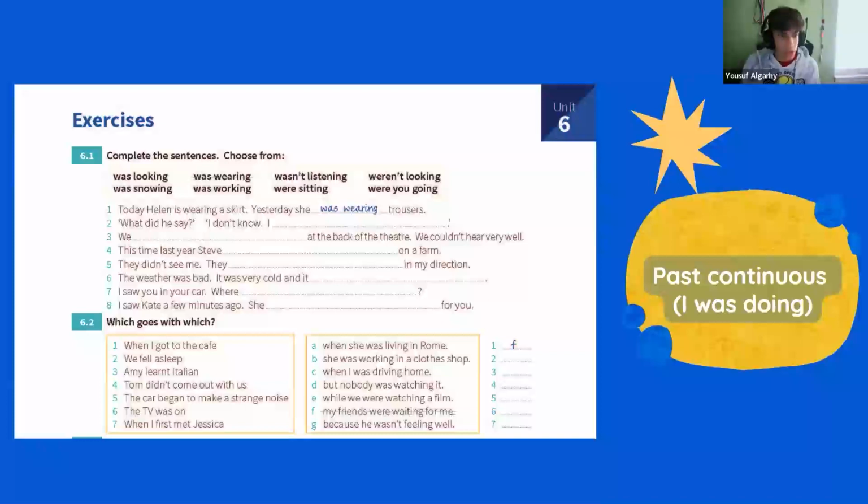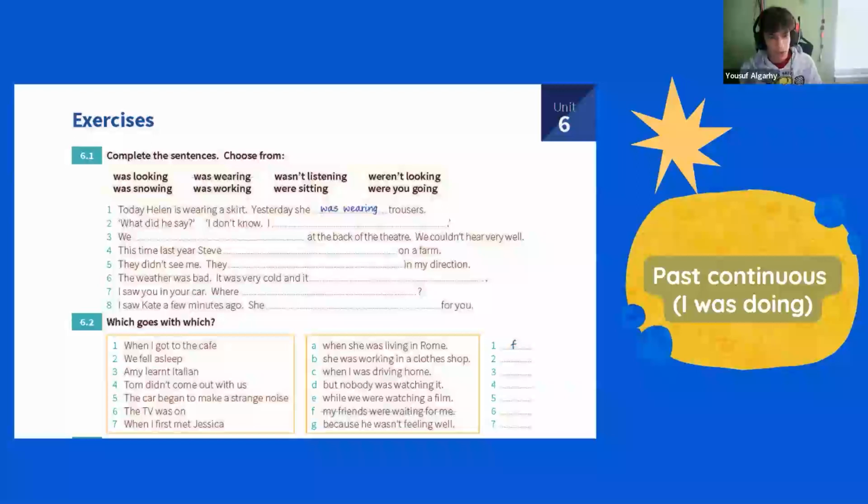Number 4. This time last year, Steve blank on a farm. What about that one? Steve was working on a farm. Good. Number 5, they didn't see me. They blank in my direction. This one would be they weren't looking in my direction.